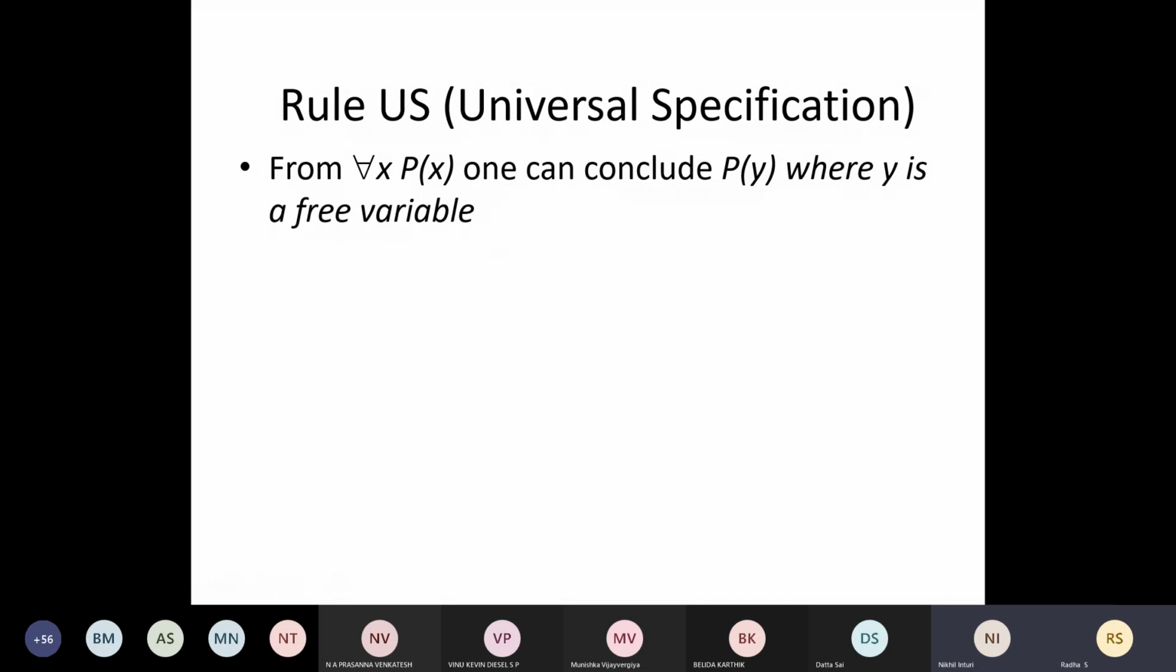Universal specification. So what do you mean by universal specification? Suppose there is a statement P of X, some statement. Maybe X is pretty, X is good, something like that. P of X denotes something, right? For all X, P of X, I think you know. For all X, P of X means what? Everybody is pretty or everybody is good, right?